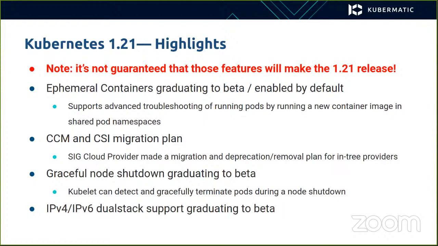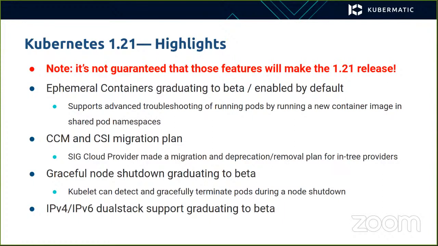This is a very powerful feature, to call it like that, because it supports advanced troubleshooting of running pods by running a new container image in shared pod namespaces. Right now it is an alpha feature and can be enabled to be tested. And there is a kubectl debug command that can be used to run ephemeral containers. But starting with 1.21, it is going to be enabled by default.